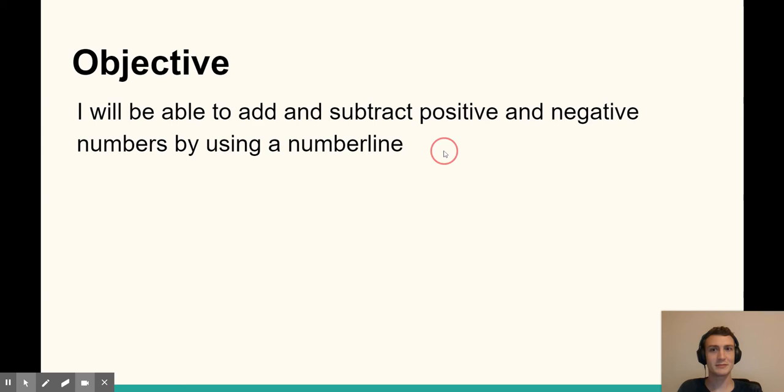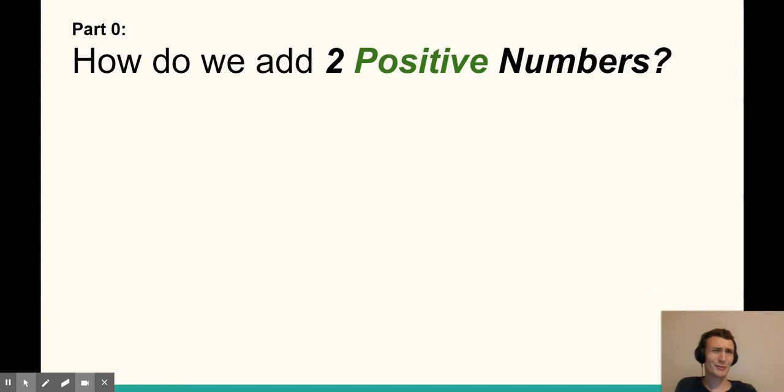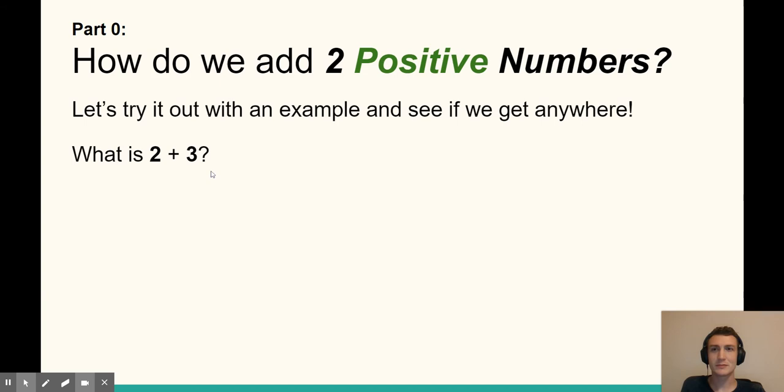All right. So we're adding and subtracting with a number line. Here we go. So we're going to start out really easy, right? Remember, negative numbers are the goal, but we still have positive numbers. Let's just remember how this works on the number line with a couple of problems here. All right, so let's try it out with an example here. What's 2 plus 3? Yeah, it's that easy, straight up.